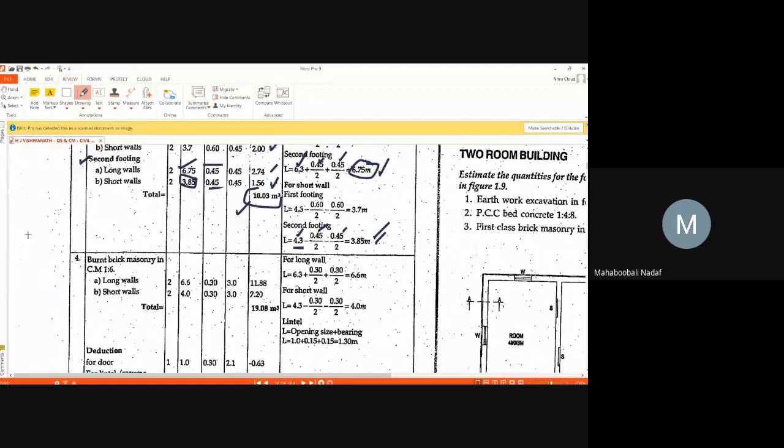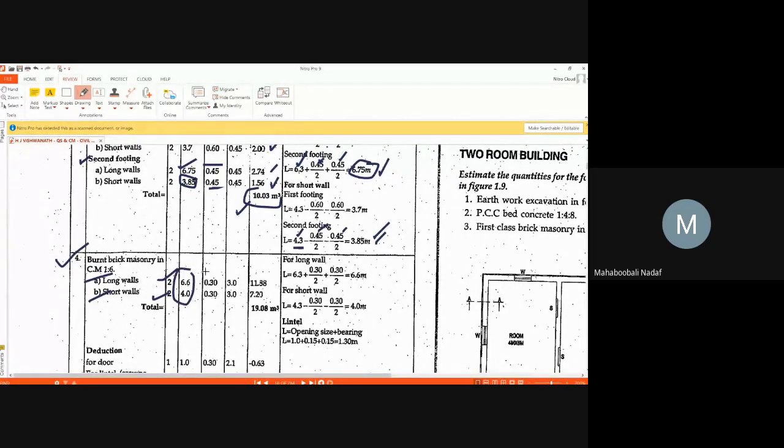Okay. Now the next item is burnt brick masonry. That is nothing but the wall, no? Brick masonry in cement mortar. Same thing you are writing. What is that? Long wall, short wall. How many long walls in the plan? Two long walls. How many short walls? Two short walls. Do not write the length column.